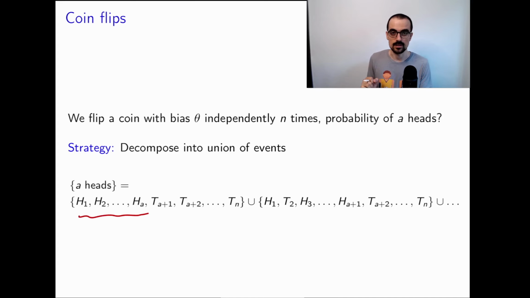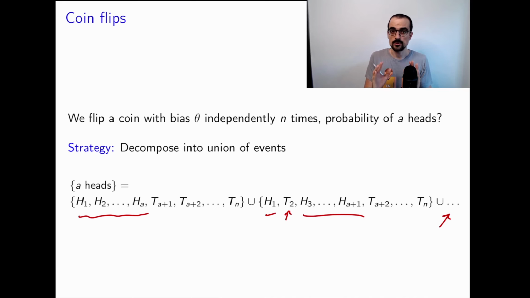So the probability of A heads is the probability that the first A coin flips are heads and then the rest are tails, or that the first coin flip is heads, then the second one is tails, and then the next A-1 coin flips are heads, and so on and so forth. I'm being a bit lazy. What I'm saying is I'm going to consider the union of all the possible orderings in which I would have A heads and n minus A tails. Those are the sub-events that I'm going to be interested in.